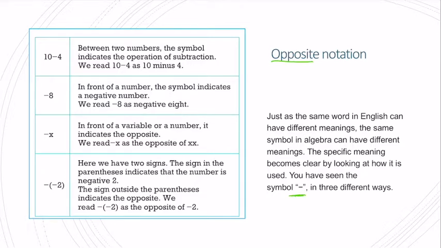So first things first, if I write it between two numbers, it means subtraction. If I have it in front of a number, we read it as negative 8. If I have negative x, we read that as the opposite of x or negative x. If I have two negatives, we read that as the opposite of negative 2, which would be positive 2 if we simplified it. So there's lots of ways to look at the negative symbol. You just need to be careful.